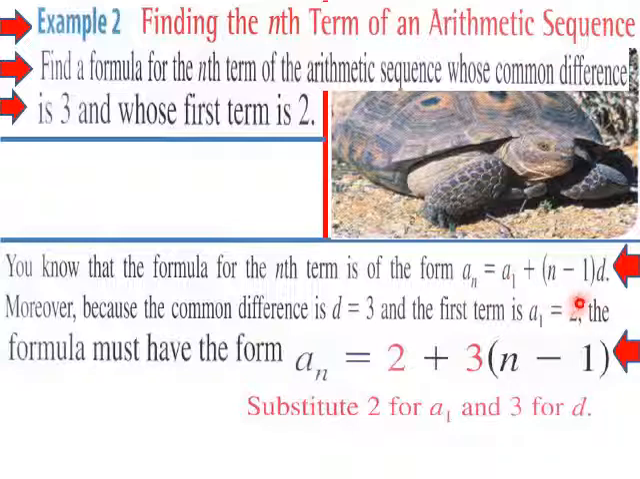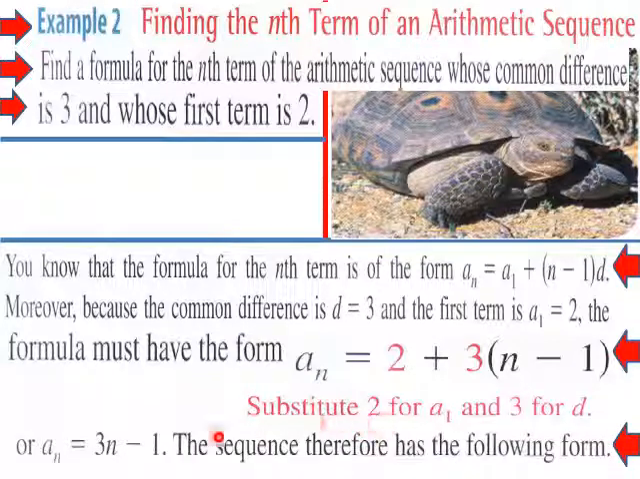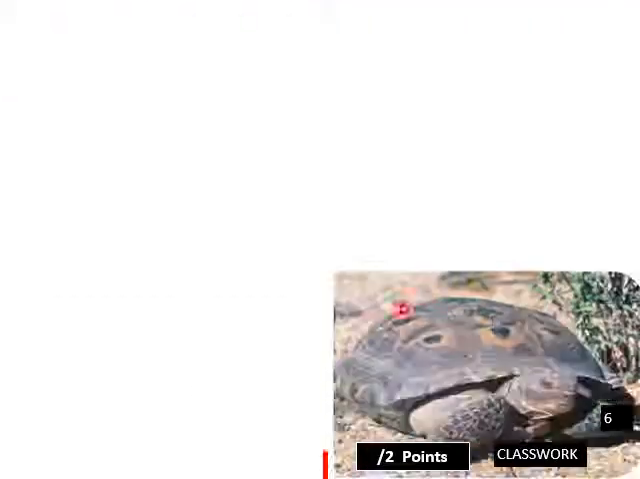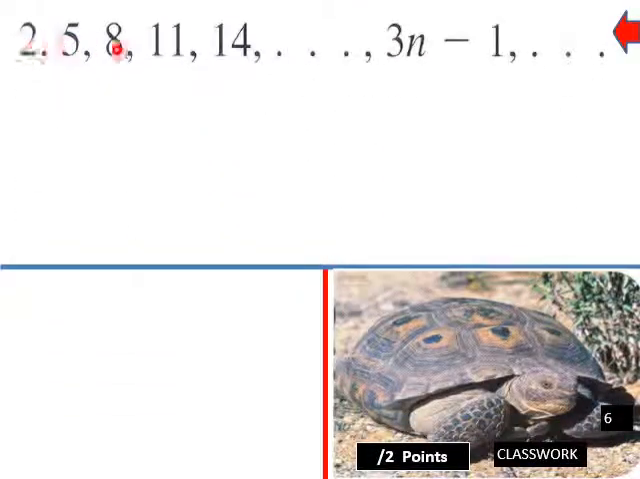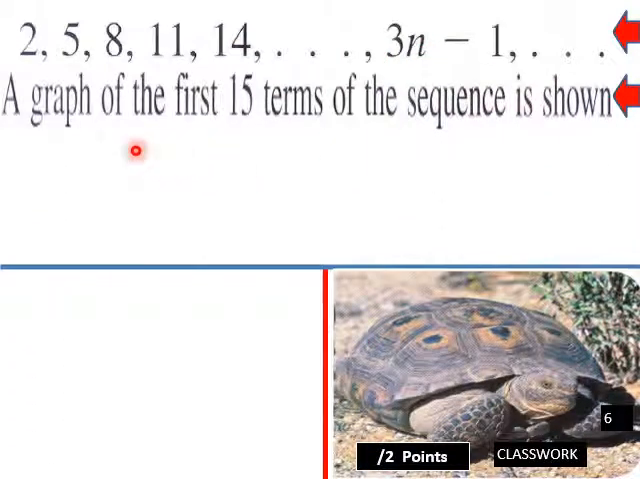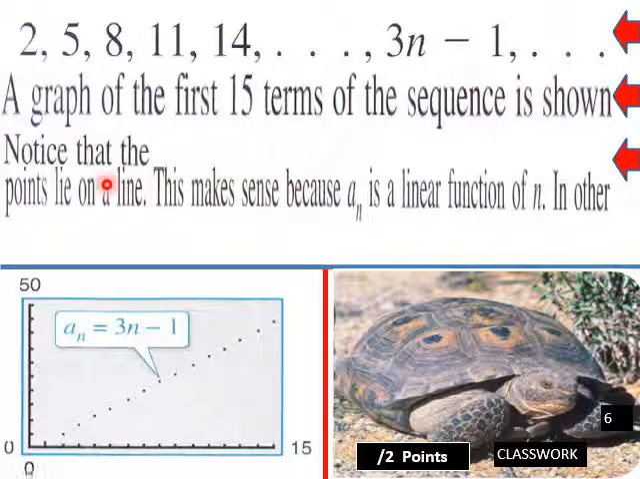We know this and we know this here. Substitute 2 for a1 and 3 for d, or a_n equals 2 plus 3(n minus 1). So when you multiply through, 3n and then negative 3, that'll come out to negative 1, so 3n minus 1. The sequence therefore has the form 2, 5, 8, 11, 14, 3n minus 1. The graph of the first 15 terms of the sequence is shown.